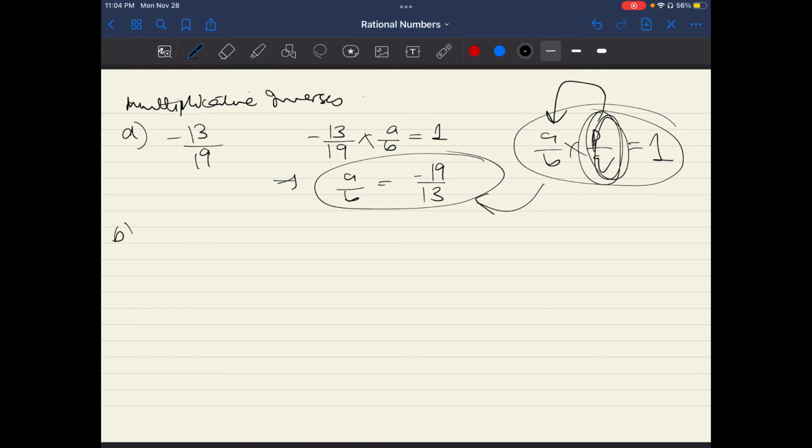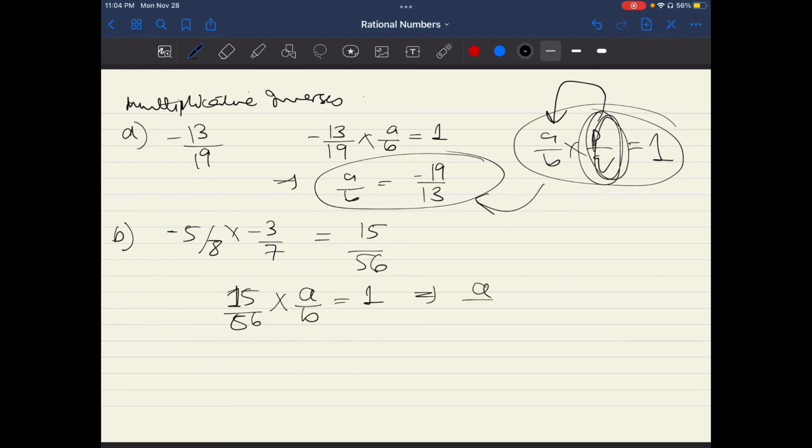And now let's work through the second example, which is minus 5 over 8 times minus 3 over 7. This turns out to be 15 over 56. So 15 over 56 times a over b equals 1. Therefore, a over b equals 56 over 15. Therefore, the multiplicative inverse in this case is 56 over 15.